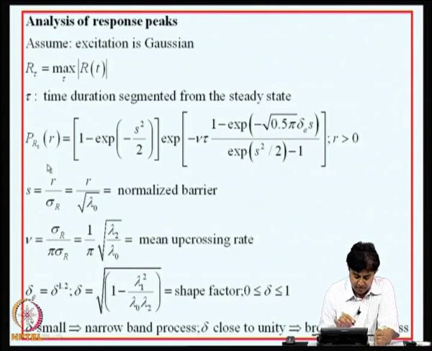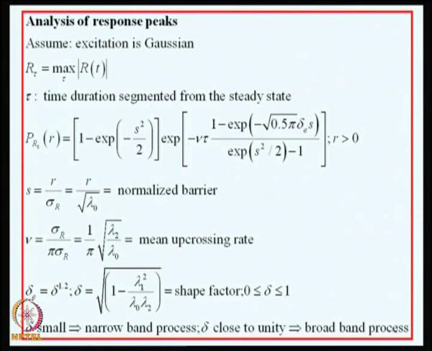Now, here we are introducing a variable S, which is the state variable normalized with respect to the standard deviation. So, this is the normalized barrier, and nu is the mean upcrossing rate given in terms of the spectral moments, and this delta_E is related to this delta, which is a shape factor that lies between 0 and 1. If delta is 0, the process is narrow banded, and if delta is 1, the process is broad banded. Close to unity means broad banded process.